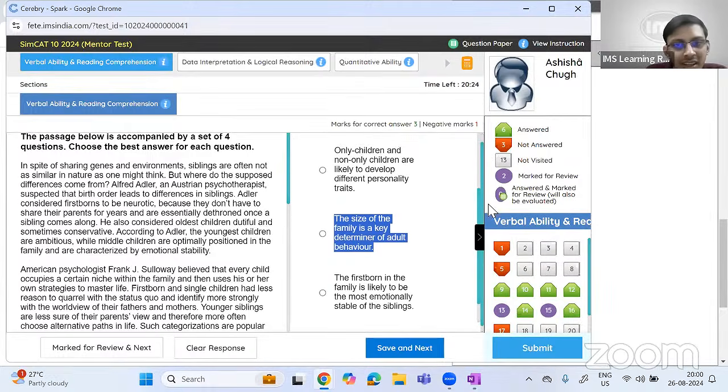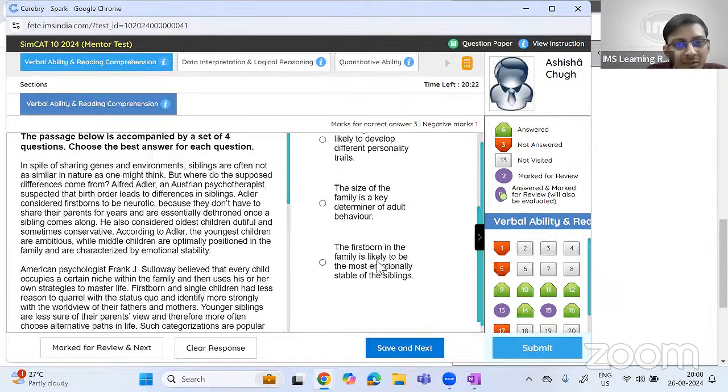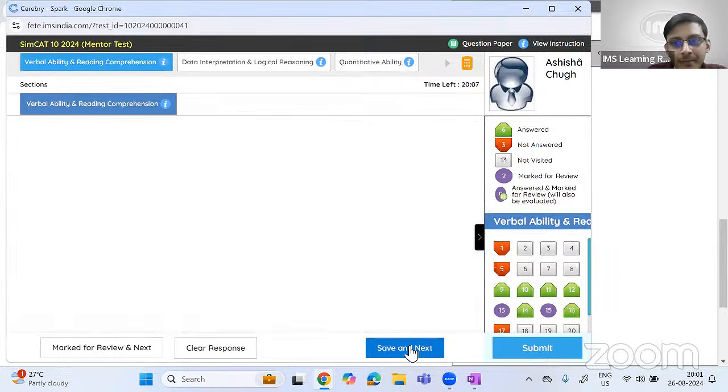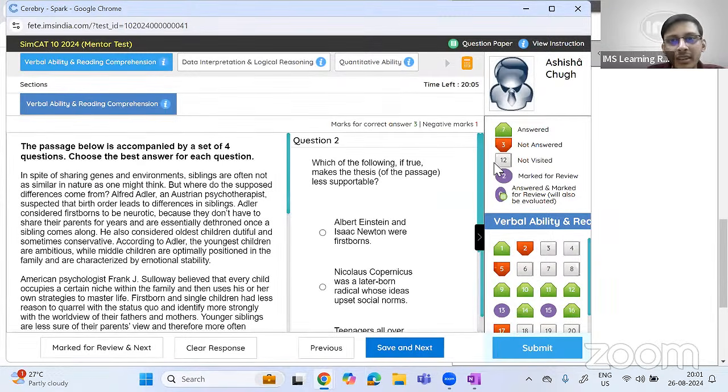And the fourth option, if I just check, firstborn emotionally stable. I can see emotional stability. This is for middle children, not the firstborn. Okay, so I'll eliminate. This seems to be pretty simple. Middle children emotionally stable. Okay, now next one.